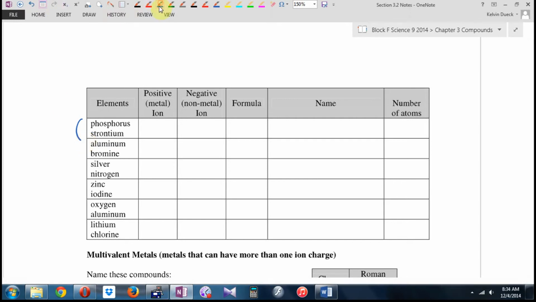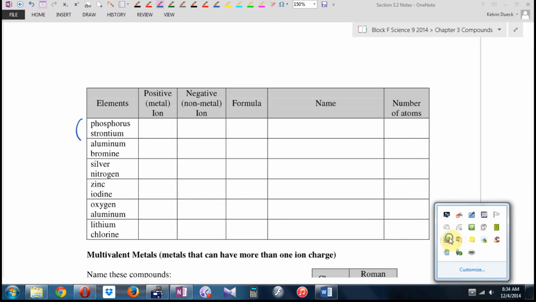strontium. Oh, my pen just stopped working. Don't do that to me. You worked 5 seconds ago. Okay, let's try my old one.